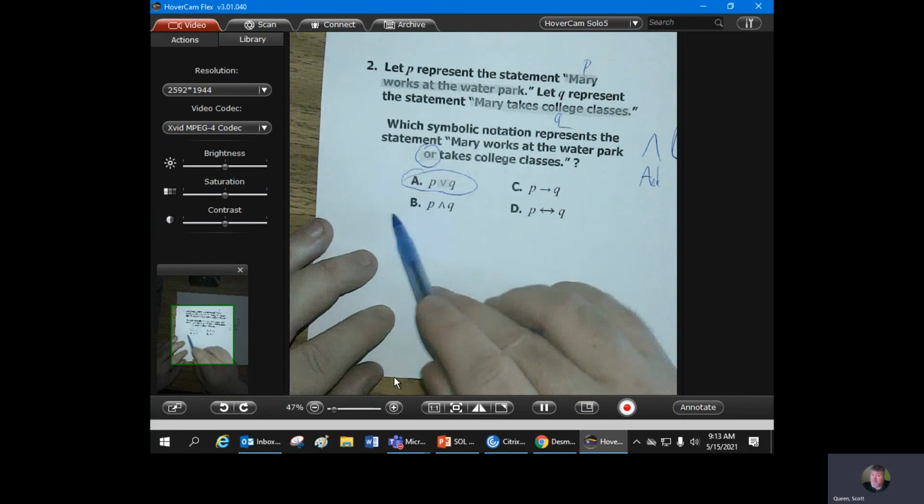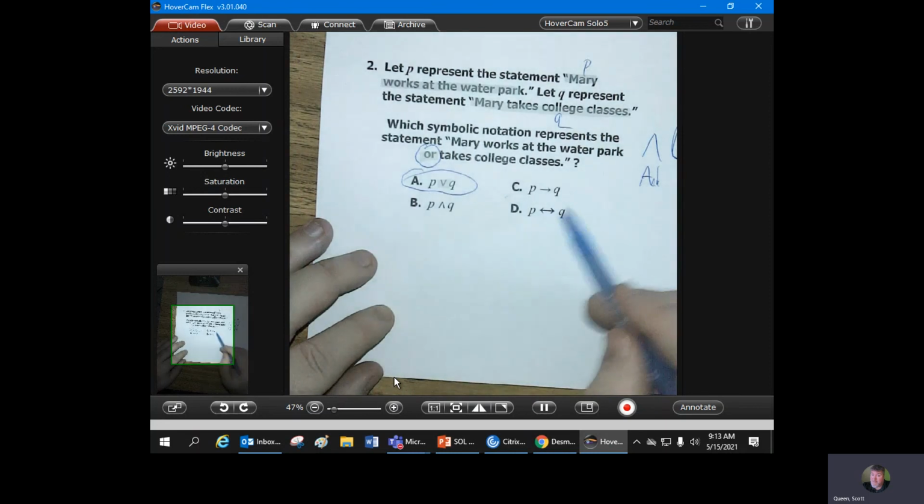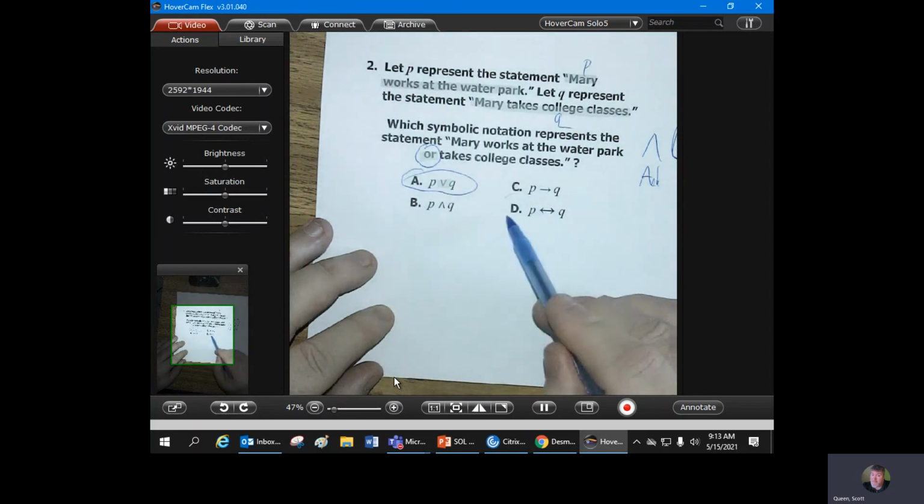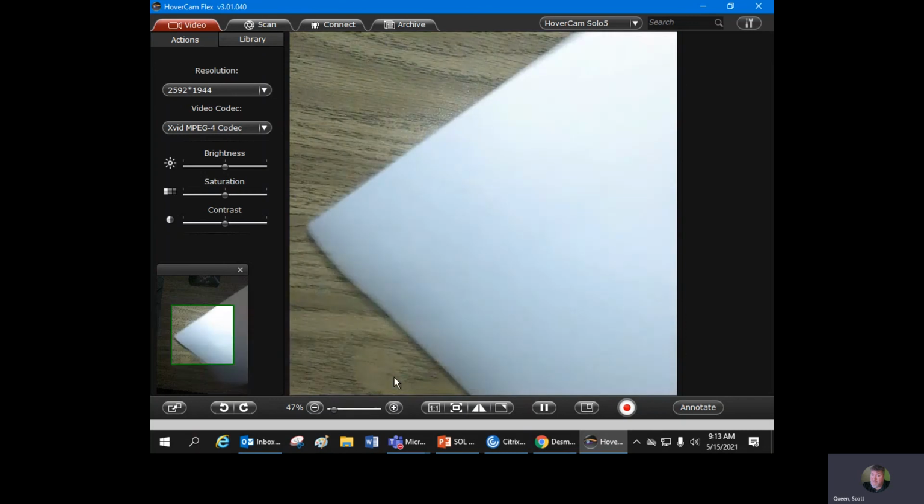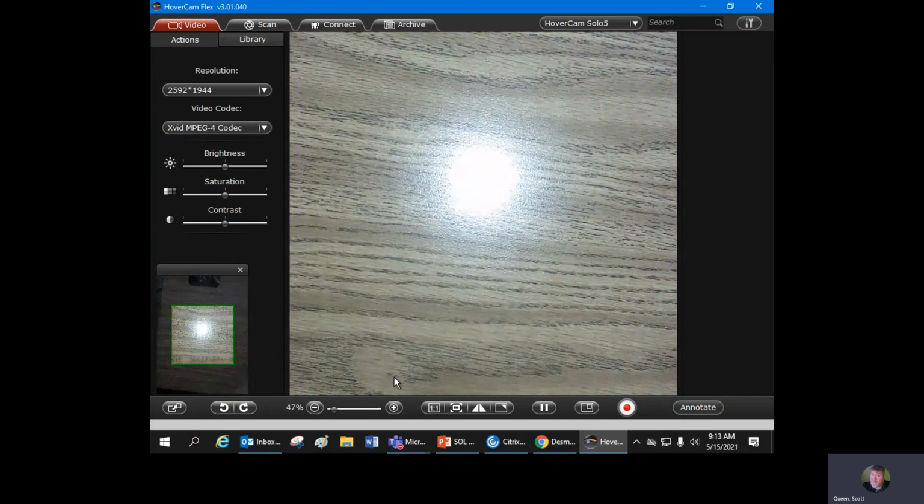P and Q doesn't work. P then Q doesn't work. If and only if, that isn't there either. So it's A. I didn't even have to think about that one at all. I just saw the word or, right? And oh my gosh, is that all of them? We did it. We got through all of them.